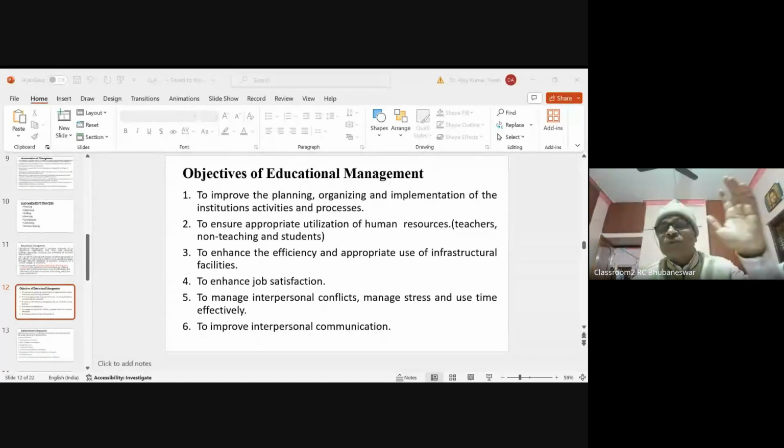To manage interpersonal conflicts, manage stress and use time effectively.